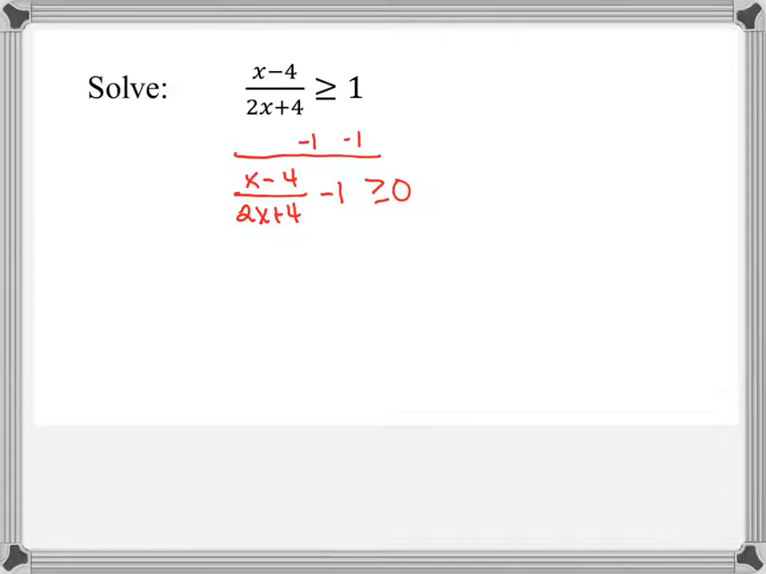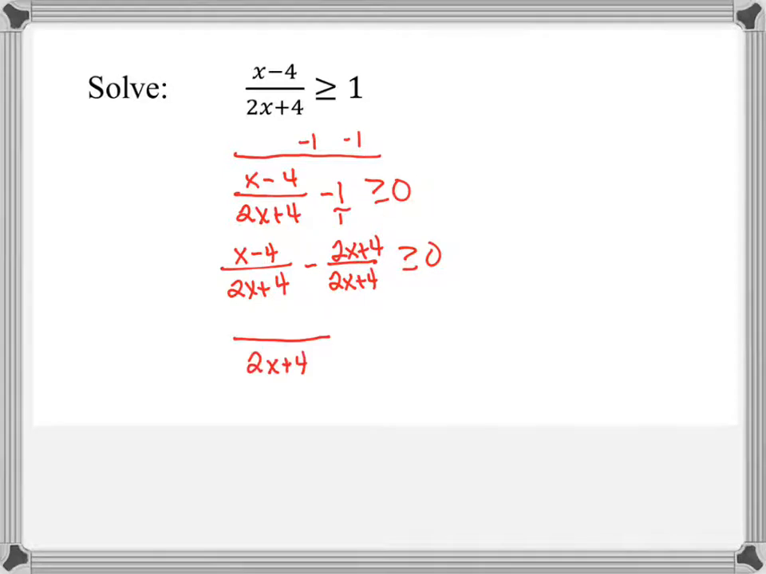I want the left-hand side to be a single rational expression, so I need to combine these by getting a common denominator. That will be 2x + 4. So my first expression stays the same, (x − 4) over (2x + 4). My second expression, because my original denominator was 1, I need to multiply both the numerator and the denominator by 2x + 4, so my numerator is 2x + 4. This is equivalent because (2x + 4) over (2x + 4) is 1, which is what we originally had in that spot. That's greater than or equal to 0.